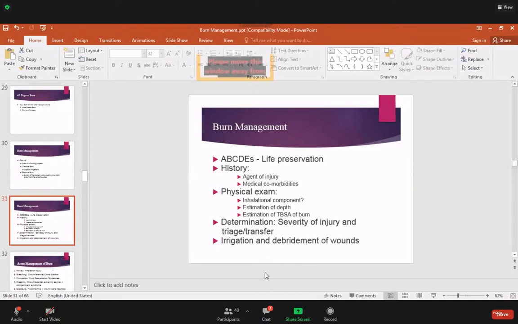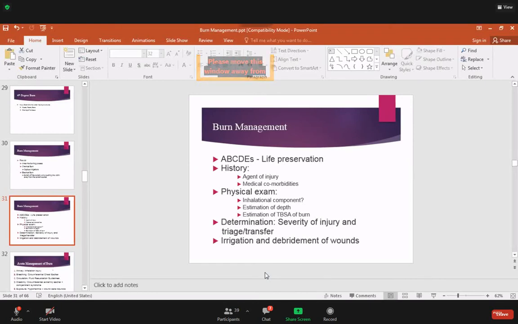Then in physical examination, we estimate the depth while we are taking care of the patient. Estimate how much is the depth of the wound. Is it 1st degree, 2nd degree, 3rd degree, or 4th degree burn? And then estimate the total body surface area burn also. What is the total body surface area according to the rule of 9? And if it is small, you can use the Palmar method also.